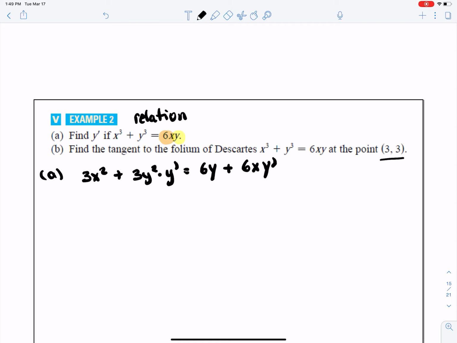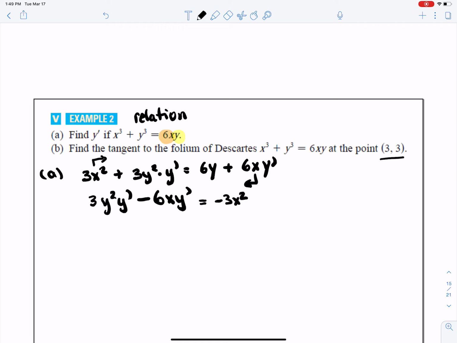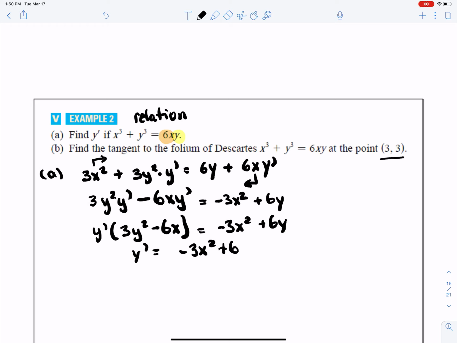And you'll notice these steps are quite repetitive. You just have to make sure you're watching your algebra. So 3y squared y prime minus 6x y prime. So you'll notice I'm moving that term to the left equals, now because I move the y prime terms to the left, I'm going to move the minus 3x squared to the right by subtracting, plus 6y. You'll notice that both of these terms have a y prime. We're going to factor it out. You get 3y squared minus 6x equals this stuff here. And then y prime equals minus 3x squared plus 6y over 3y squared minus 6x.